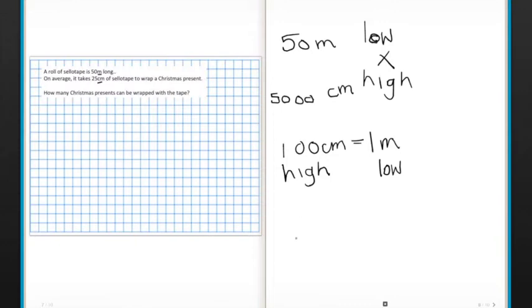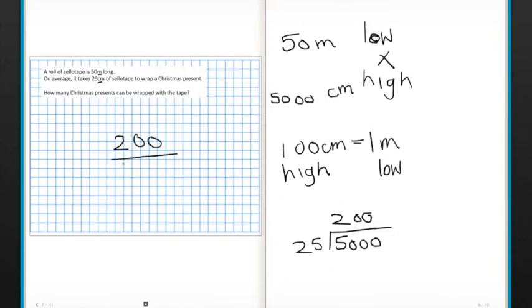So we're going to divide. Right, so how many 25s in 5? None. How many 25s in 50? 2. How many 25s in 0? How many 25s in 0? So the answer is 200. We can wrap 200 presents. Underline the answer. And remember, it's not centimetres, it's presents. So we don't have a centimetres on the end or anything like that.